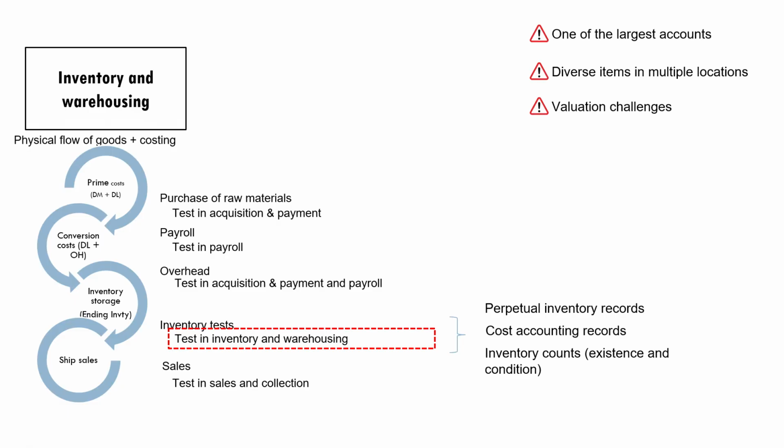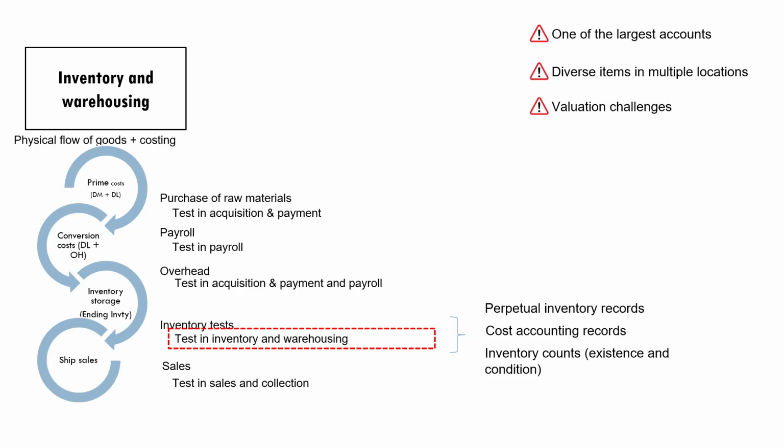We acknowledge that inventory is one of the largest accounts for most commercial establishments. They are diverse. If you imagine how many types of inventories we have, at the minimum, raw materials, work in process, finished goods, we still have supplies, spare parts, and the like. So, they are diverse items and often found in multiple locations, which could sometimes pose a challenge to the auditor, especially when the auditor decides to conduct surprise counts of inventory.